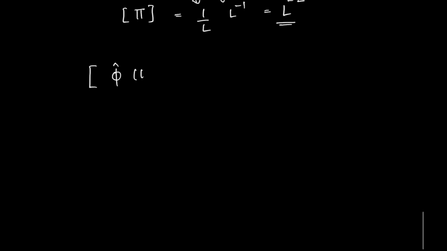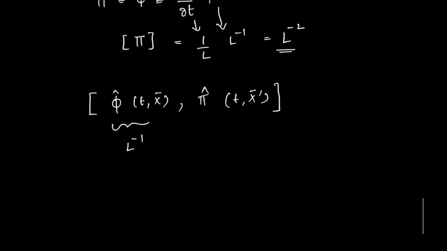So phi of x and pi of x prime. We have seen that for the field it is length inverse, and for momentum it is L raised to minus 2, which means the dimension of the left hand side of the commutator is L raised to minus 3. Therefore on the right hand side also I need the dimension to be L raised to minus 3.